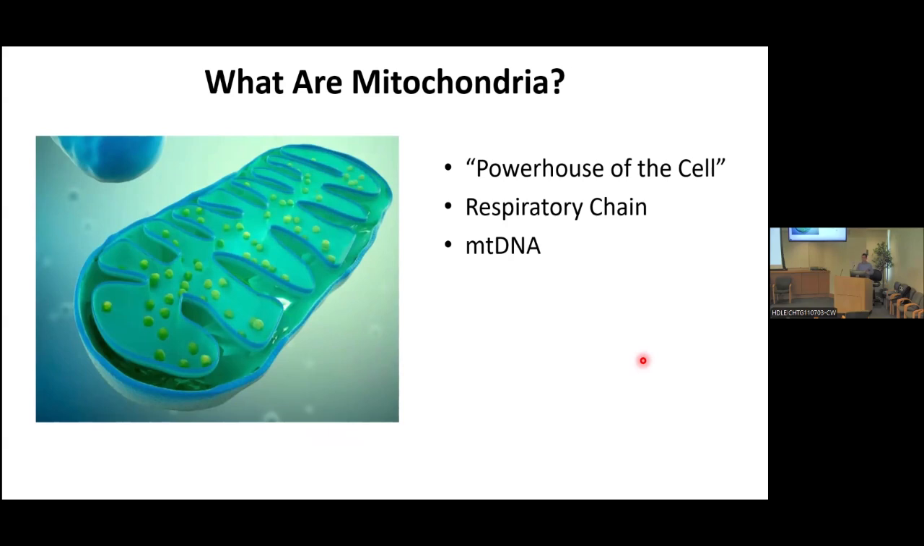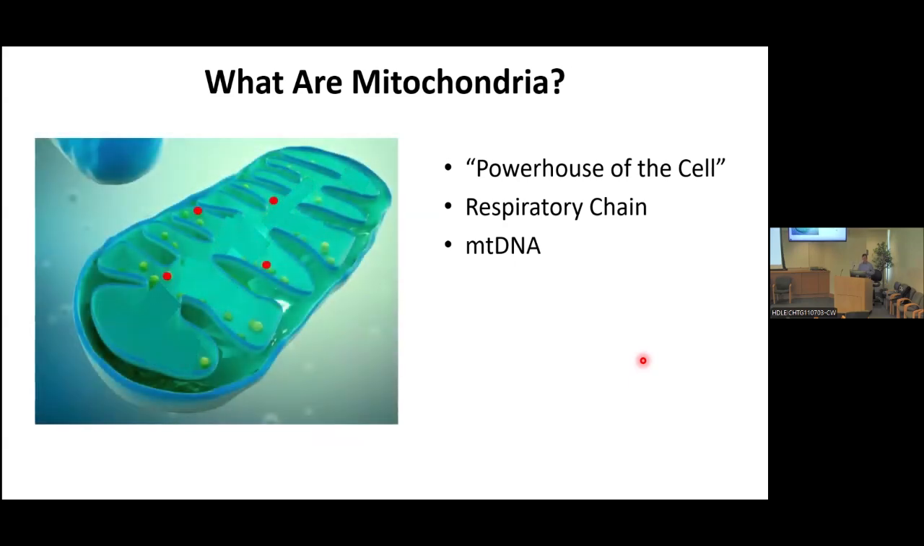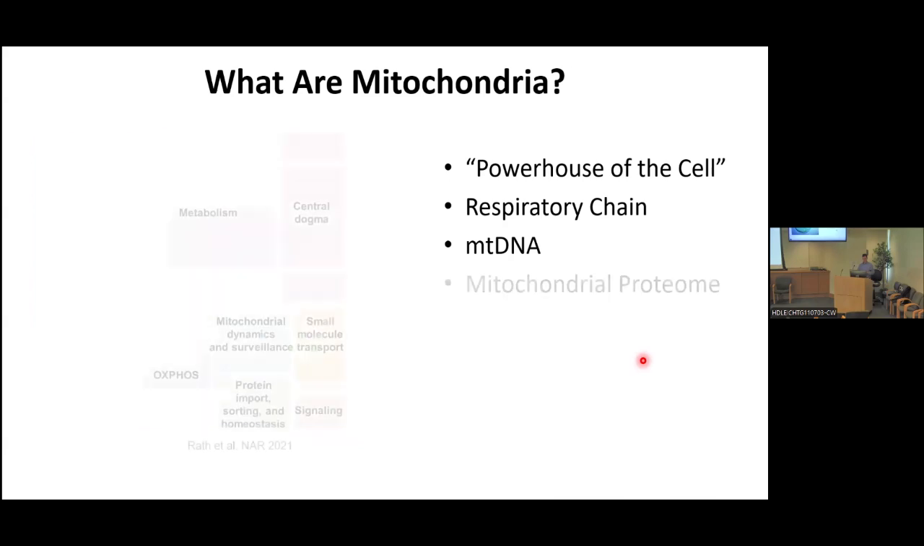It's exclusively maternally inherited, and cells have many copies of mitochondrial DNA. All these copies of the mitochondrial DNA can be the same, that's called homoplasmy, or not, that's heteroplasmy. And cells can increase or decrease their mitochondrial DNA copy number.